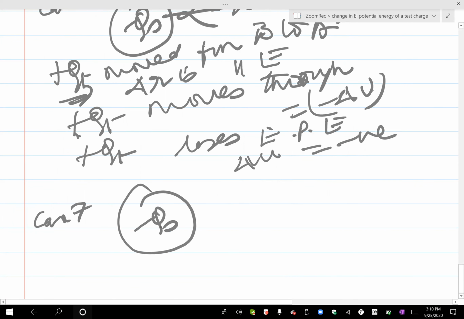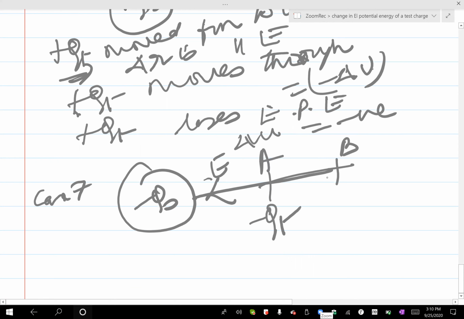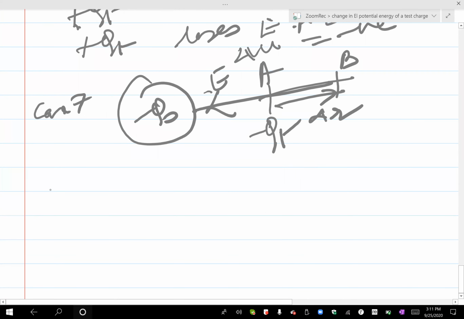Then case 7, the same minus QS only. This is for the 4 cases only, minus QS, 5, 6, 7, 8. This will be E only. That is not changing. But here I am bringing a negative test charge from A to B. So that delta R is like this. Delta R is anti-parallel to E. So I'll straight away go here.